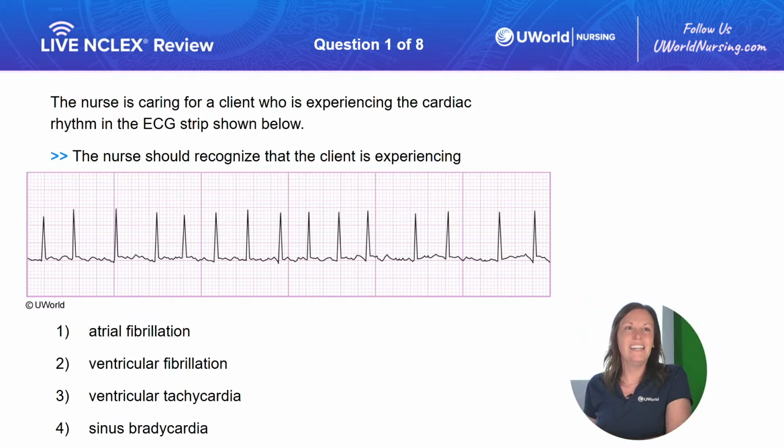All right, question 1. The nurse is caring for a client who is experiencing the cardiac rhythm in the ECG strip shown below. The nurse should recognize that the client is experiencing option 1, atrial fibrillation, option 2, ventricular fibrillation, option 3, ventricular tachycardia, option 4, sinus bradycardia. All right, drop those answers in the chat. Let us know what you think.